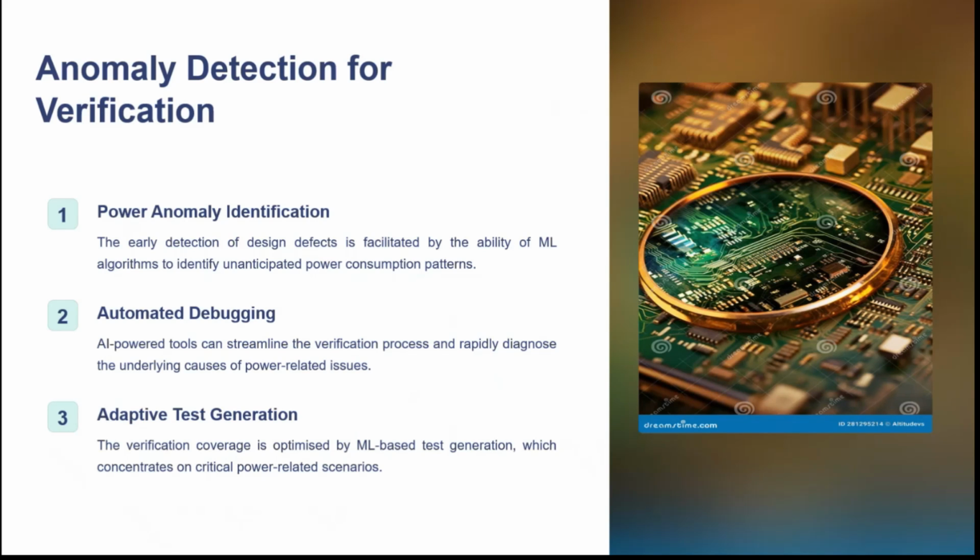The next one, anomaly detection for verification. Anomaly detection in low power verification helps identify power consumption irregularities, ensuring designs meet energy efficiency standards. It prevents power-related issues and optimizes electronic system reliability.